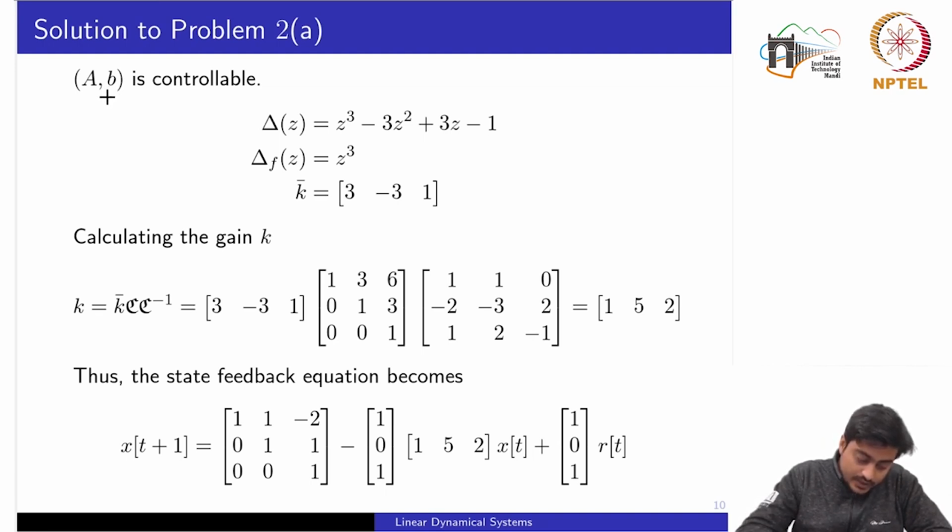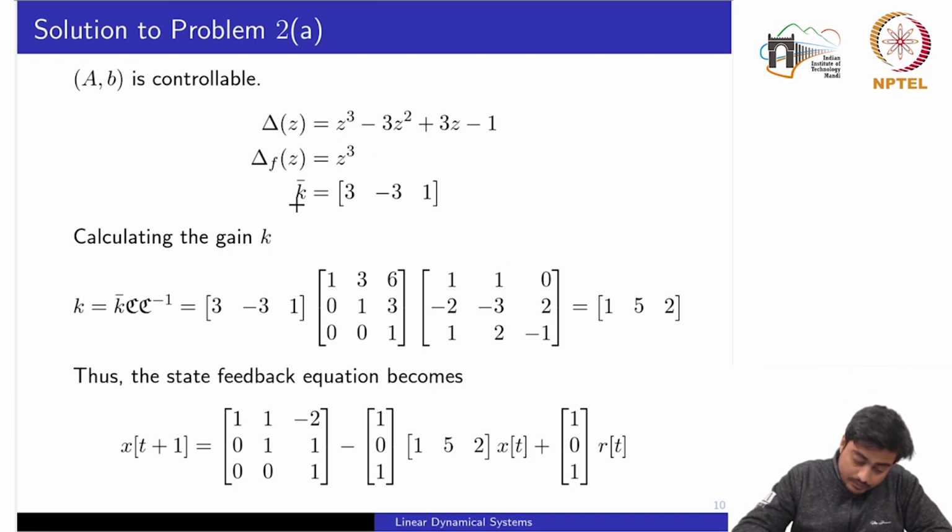Now first of all we need to check the controllability of the pair A, B, which you can do by computing the controllability matrix and then checking the rank of it. So here we will carry out the design using the eigenvalue assignment. This delta z is the characteristic polynomial of the plant, and this characteristic polynomial is the desired characteristic polynomial. Because if you compute the roots of this characteristic polynomial, it would be multiple roots located at 0.